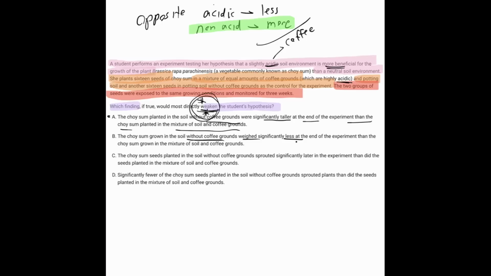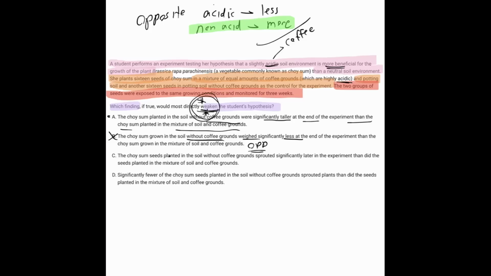So looking at B now, the plants grown in the soil without the coffee grounds weighed less. Well, that would support the idea. It's the opposite of what we're looking for, because that would support the hypothesis that was given in the beginning, that the ones that would have had the acidic coffee grounds would have grown more. So we can get rid of that. We're looking for something that goes against that.